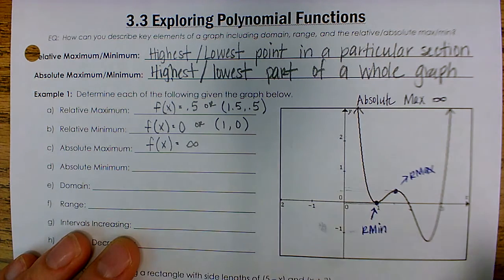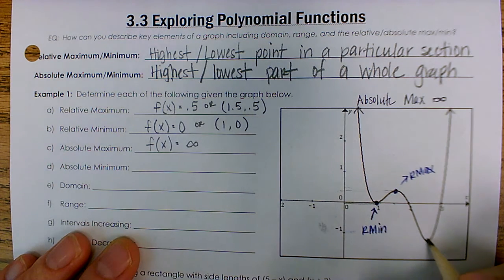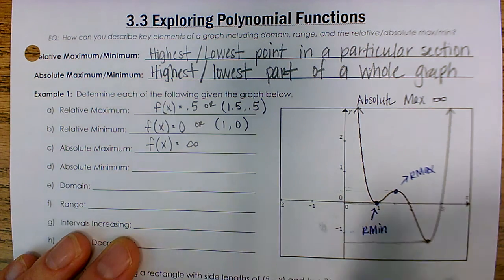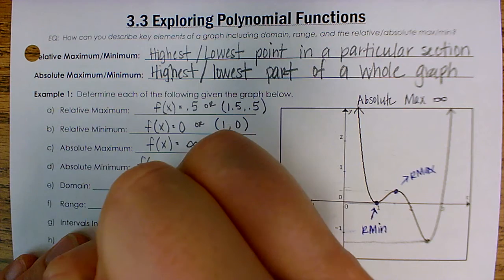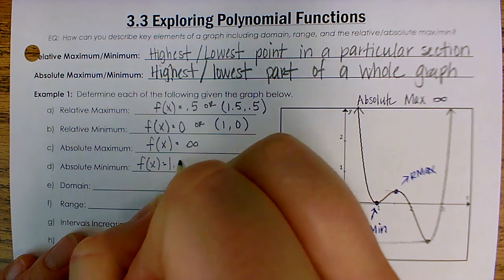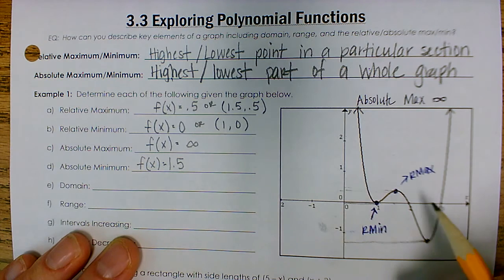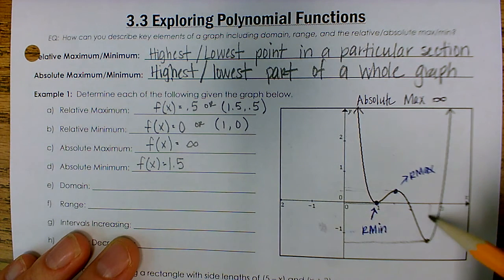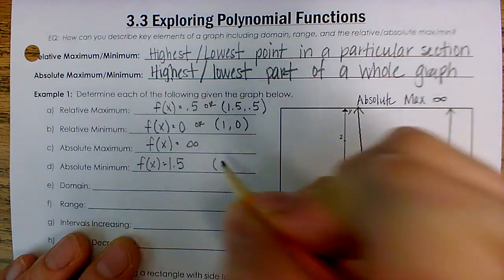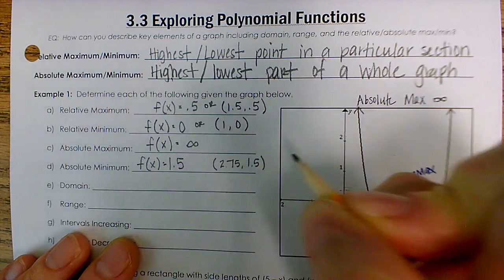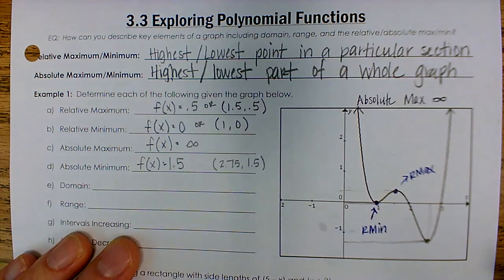Absolute minimum, the absolute lowest point on this graph that we can see is right here, the lowest point period, at about 1.5. So we're going to say f of x equals 1.5. In this case, we know it's about 2.75, 1.5 is the actual point if you're looking into the points.